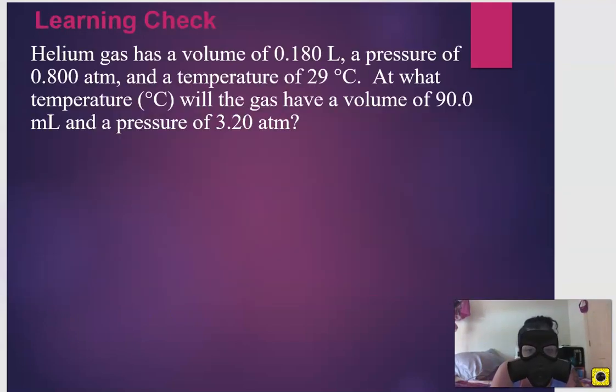First problem: helium gas has a volume of 0.18 liters, a pressure of 0.8 atmospheres, and a temperature of 29 degrees Celsius. At what temperature, in degrees Celsius, will the gas have a volume of 90 milliliters and a pressure of 3.2 atmospheres? So as you can see, we're going to have to change our temperatures to Kelvin. For the volume and pressure, the units don't matter as long as they're the same.